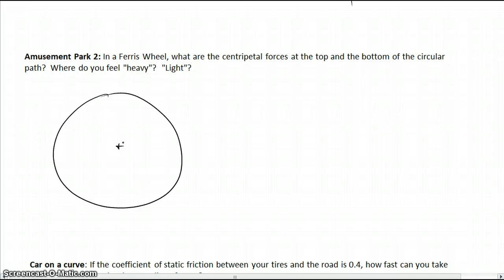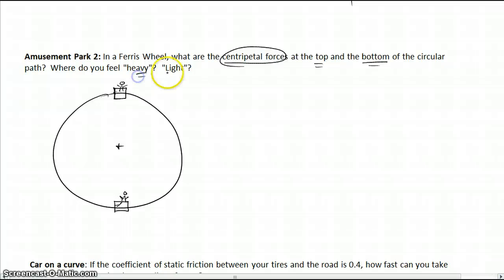A circular path, and you can imagine you're riding those little seats, a little basket. Here you are. Hey guys, look at me. There you are up top, and then you can also be at different points. Here you are down the bottom, still doing your thing. It's a Ferris wheel, and we're asked to find what the centripetal forces are at the top and the bottom of this circular path. And you may notice the last time you've ridden a Ferris wheel that at some points you'll feel heavy and at some points you'll feel kind of lightheaded.